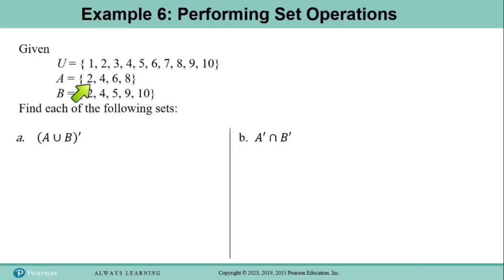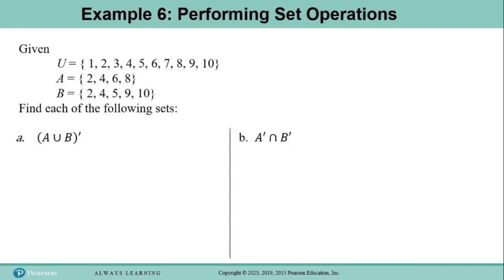Set A is the set containing 2, 4, 6, and 8. And set B is the set containing 2, 4, 5, 9, and 10. And so the first set they want us to find is the complement of A union B.